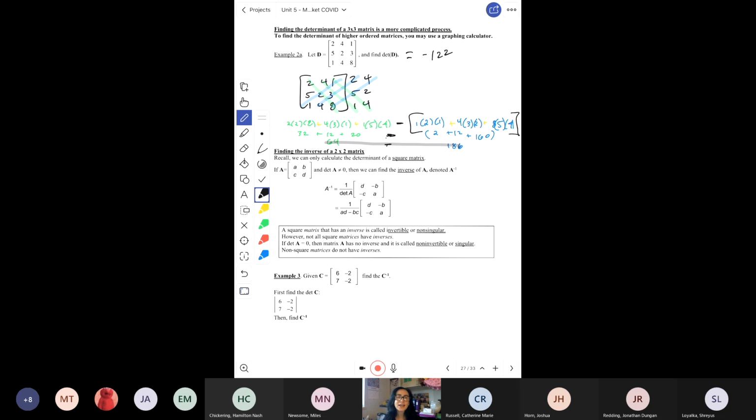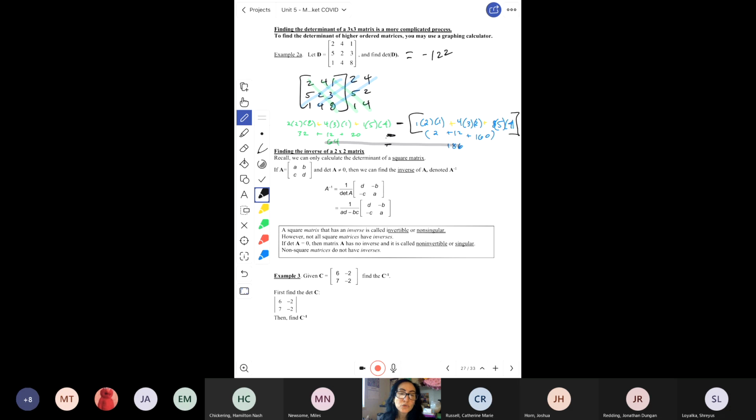Now, why are we finding the determinant? Well, we talked about matrix operations, addition, subtraction, scalar multiplication, matrix multiplication. Well, you can't divide by a matrix. Instead, what you're going to do is you're going to multiply by the inverse. Think of the inverse of a real number as the reciprocal. The inverse of a matrix is how you are going to perform that division. Okay, so how are we going to find the inverse of a matrix?